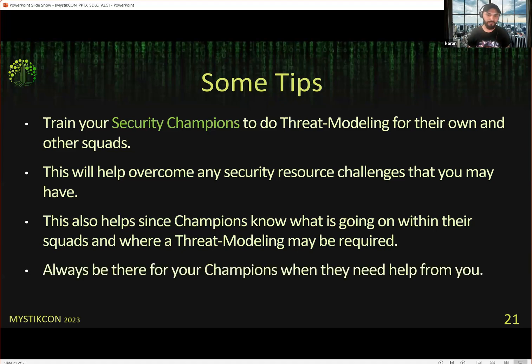And again, last but not least, because we are the ones who kick off the Security Champions Initiative, we as a security team need to be there for our security champions when they need our help. That means they may need additional help when they have conducted a threat modeling session and they probably want you to check their work. So you need to still help them. Don't just say, oh no, you got it. Help them when they ask for your help.